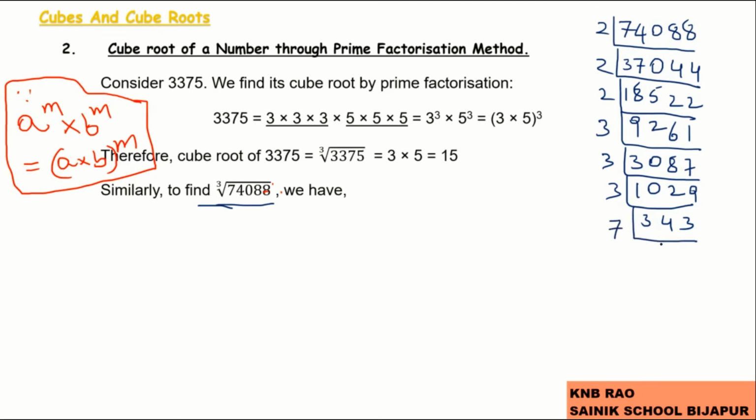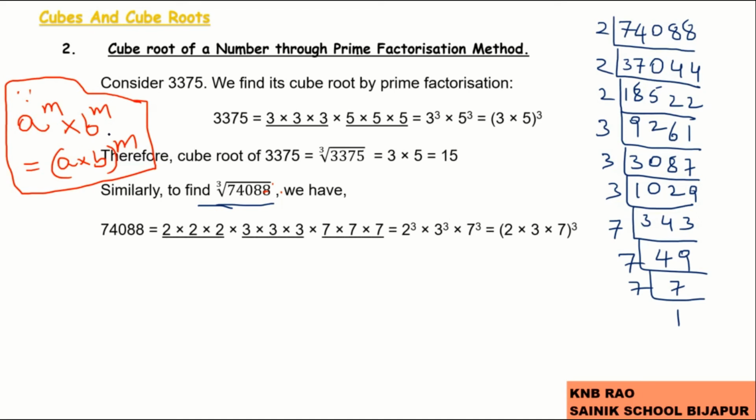So certainly it is divisible by 7. 7 4s are 28, 7 9s are 63, further 7 7s are 49 and 7 1s are 7. So students, you know the prime factorization of 74,088, which has prime factor 2 in triplet, prime factor 3 in triplet and prime factor 7 in triplet. So put together we can write this as 2 into 3 into 7 whole cube.